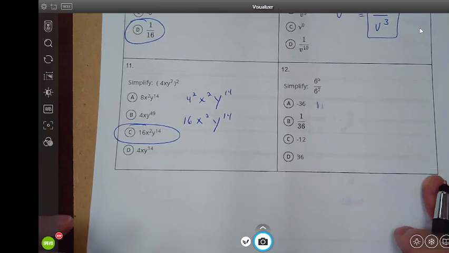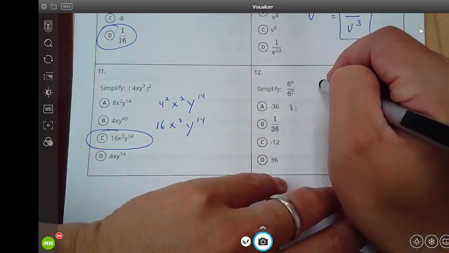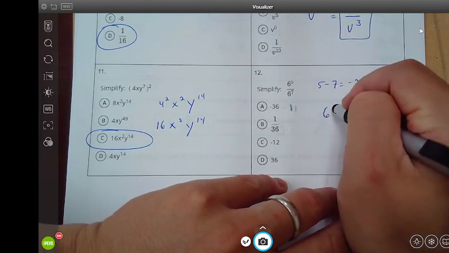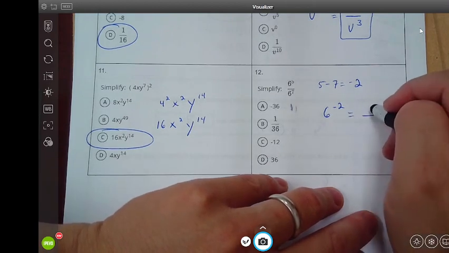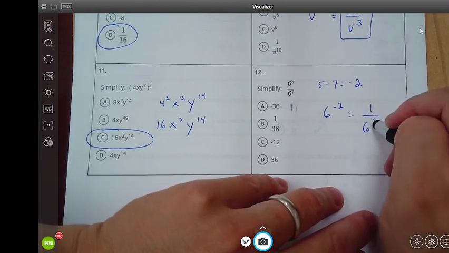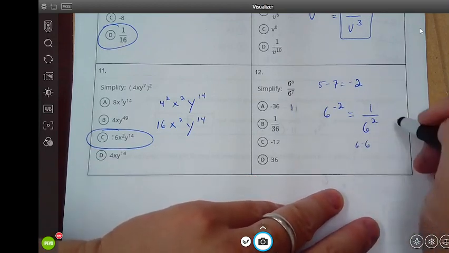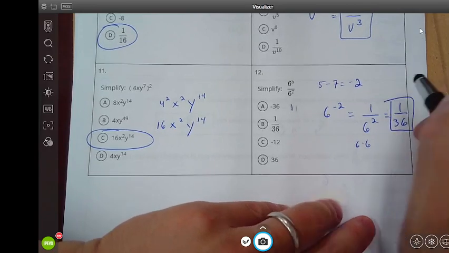All right, number 12, same base of 6. You're dividing, so you're going to subtract 5 minus 7 equals negative 2. So this is 6 to the negative 2. Rewrite that as a fraction. 1 goes in the numerator, 6 to the positive 2 goes in the denominator, and 6 to the positive 2, that's 6 times 6, that's 1 over 36.